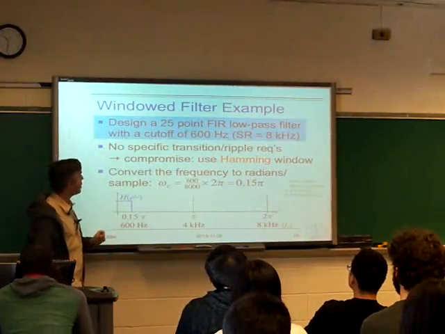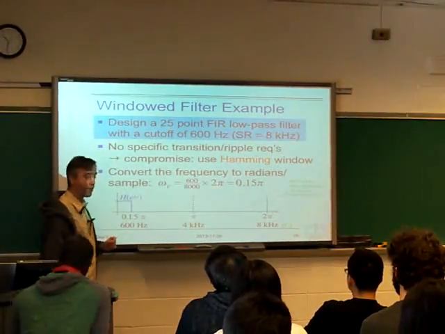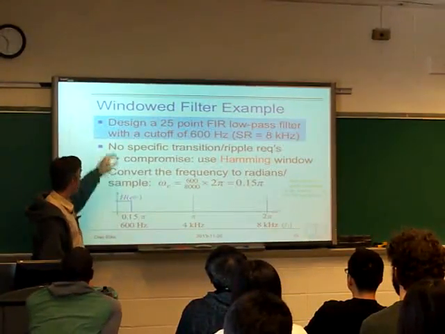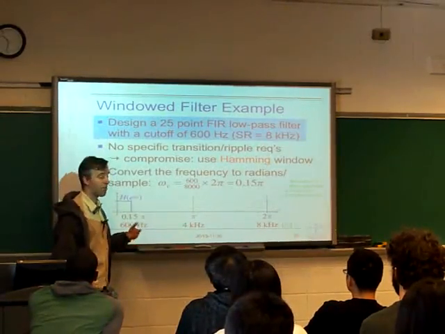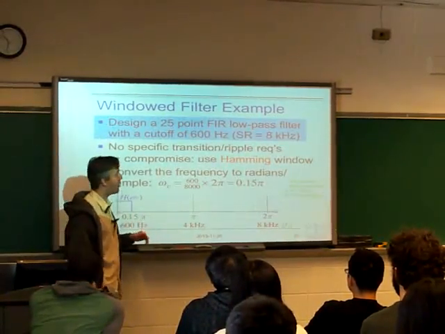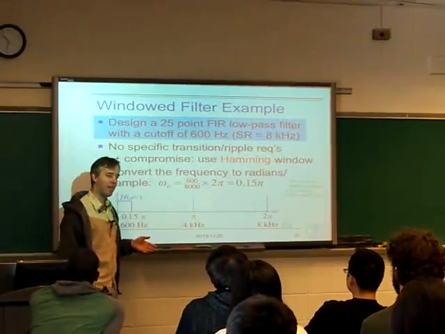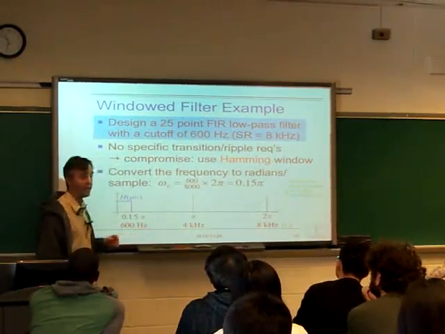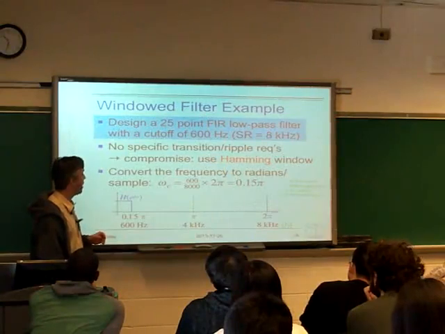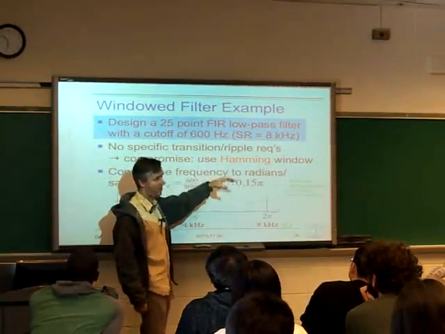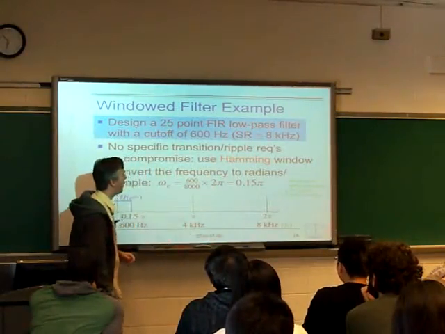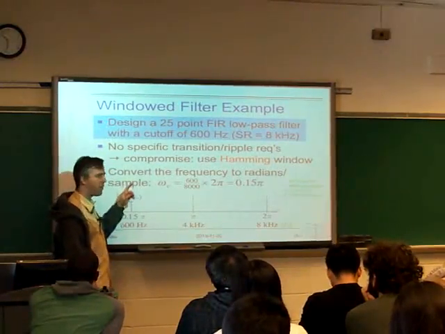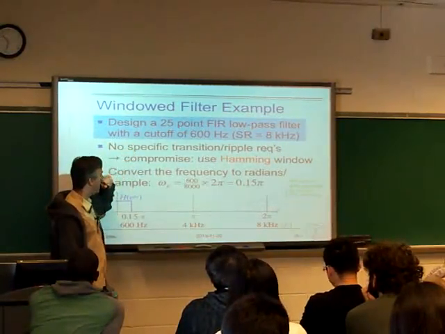So the specification is: design a 25-point FIR low-pass filter with a cutoff frequency of 600 hertz, where the sampling rate is 8 kilohertz. The specification doesn't say anything about transition band or ripple depth, so maybe it's not such a big deal. We can use essentially a heuristic design technique like the windowed ideal impulse response, and we can use a Hamming window, which has this nice property that it's quite narrow, but the side lobe width is pretty low. To do this, we're going to have to come up with the ideal impulse response corresponding to this specification.